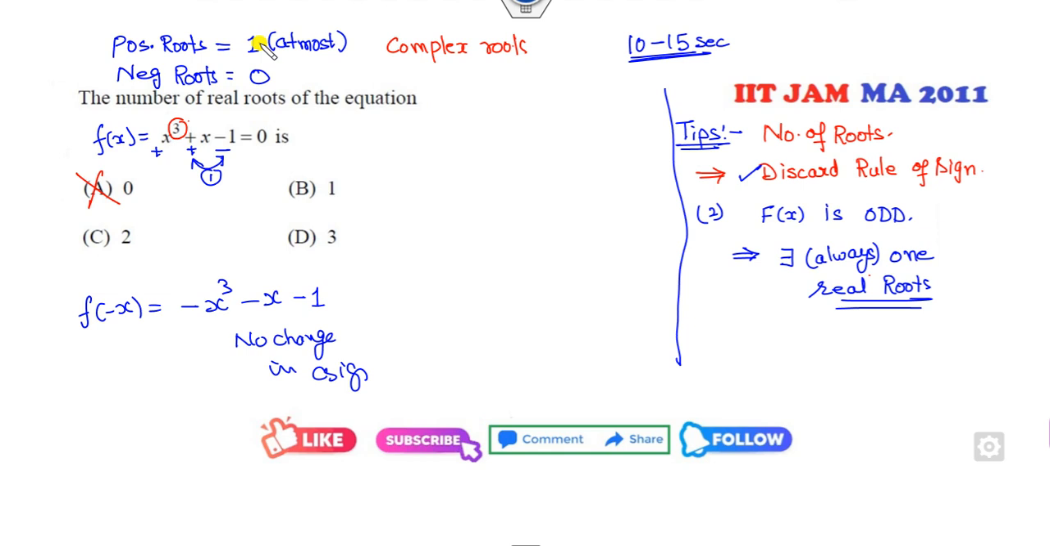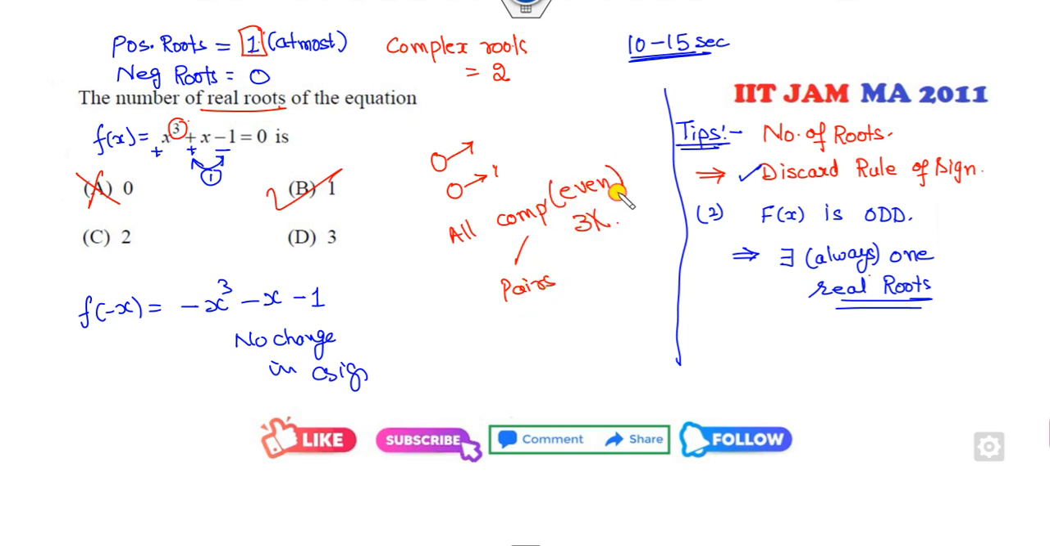So the degree is 3, 1 is there, so complex roots are 2. So what is the number of real roots? At most 1. It can never be 0, because if there are 0 positive roots and 0 negative roots, it means all are complex roots, but complex roots always occur in pairs. So it can never be 3. Complex roots are always an even number. So that's why the maximum number of real roots is 1, which is the right answer.